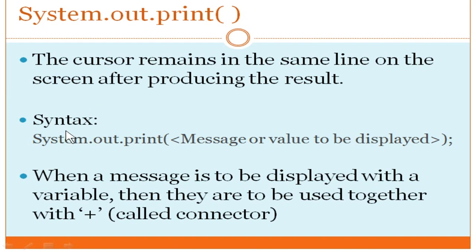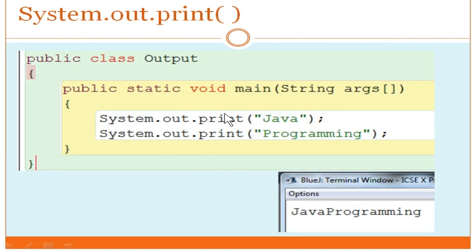Okay, the syntax for system.out.print is, you can see the keyword system.out.print open parenthesis, then the message. If you have any variables, when a message is to be displayed with a variable, then they are to be used together with a plus symbol, that is a connector symbol which connects the message and the variable. So we are going to see a program example.